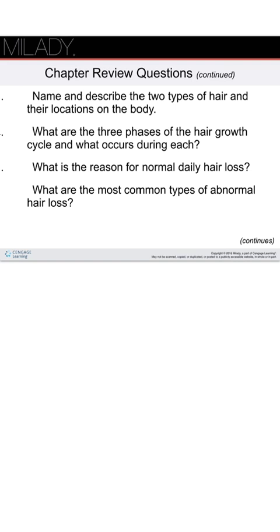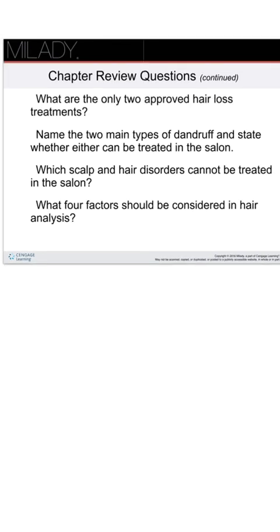Number 8, name and describe the 2 types of hair and their locations on the body. Number 9, what are the 3 phases of hair growth, the hair growth cycle, and what occurs during each cycle? Number 10, what is the reason for normal daily hair loss? Number 11, what are the most common types of abnormal hair loss? Number 12, what are the only 2 approved hair loss treatments?